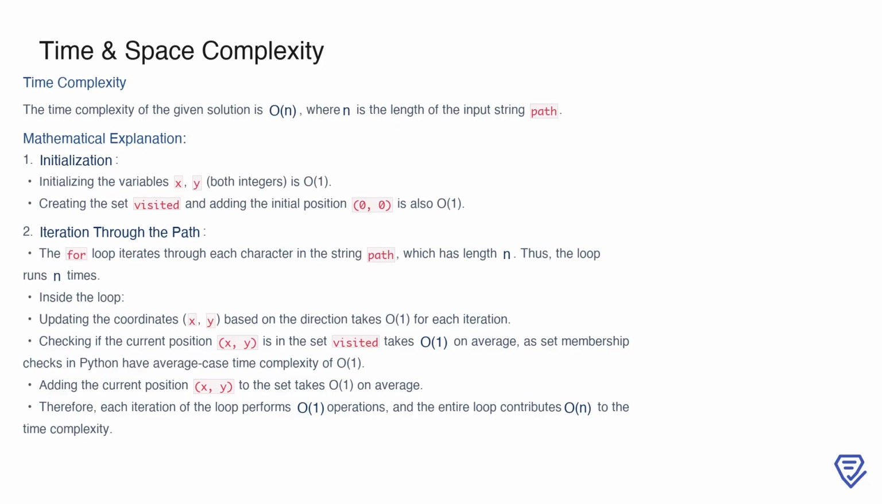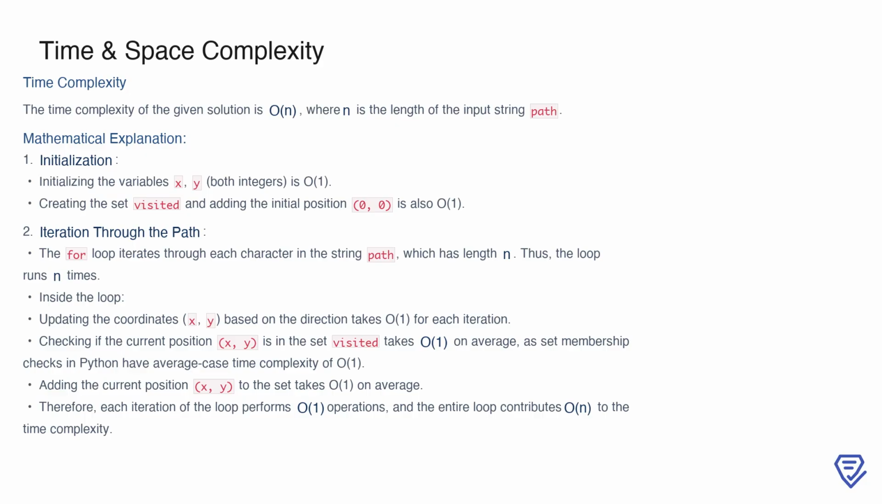The main contribution to the time complexity comes from iterating through the input path. The for loop processes each character in the string, which runs n times. Within each iteration, updating the coordinates x and y based on the direction, checking if the current position exists in the set, and adding a new position to the set are all O(1) on average. Since the loop runs n times and each iteration consists of constant time operations, the overall time complexity sums up to O(n).